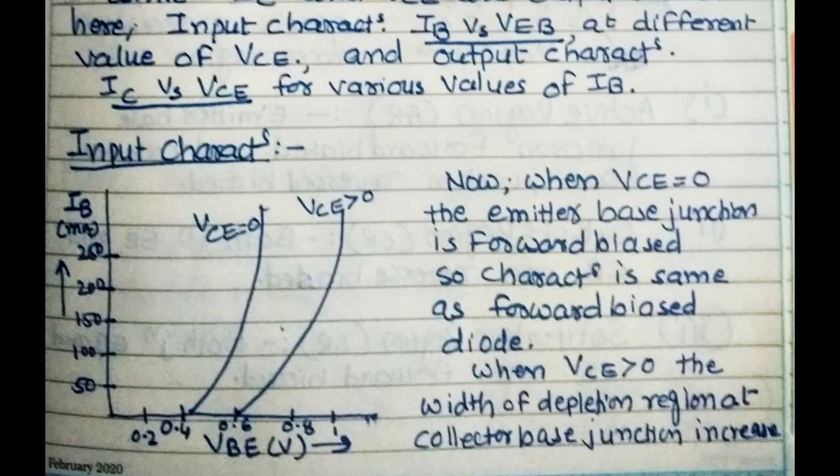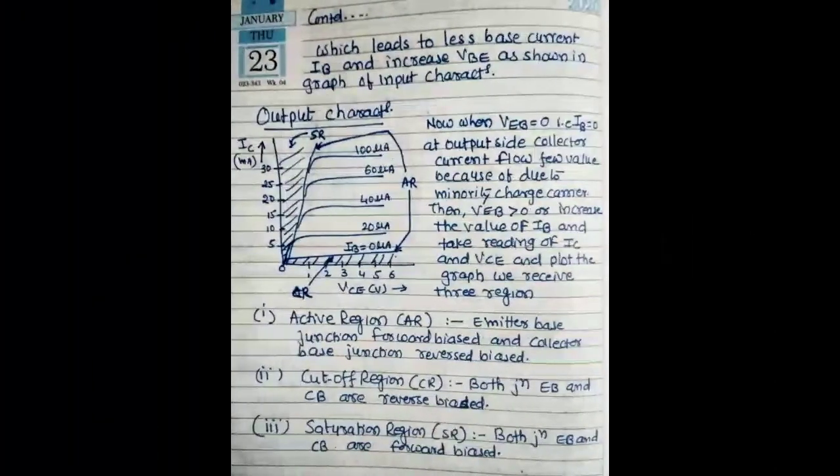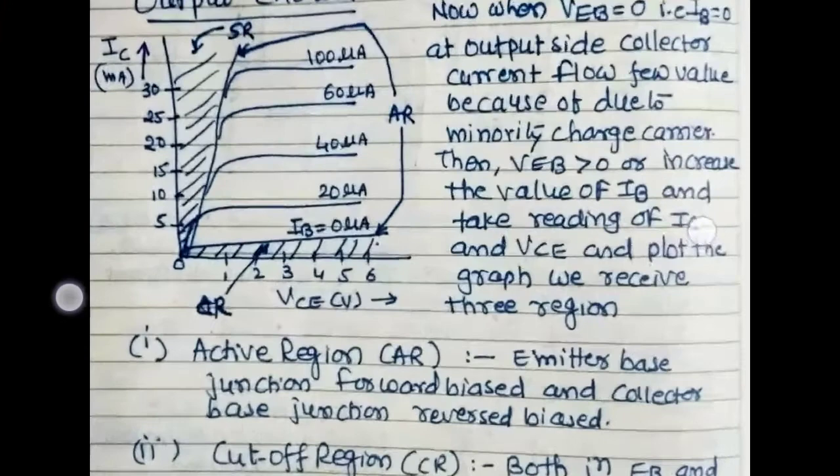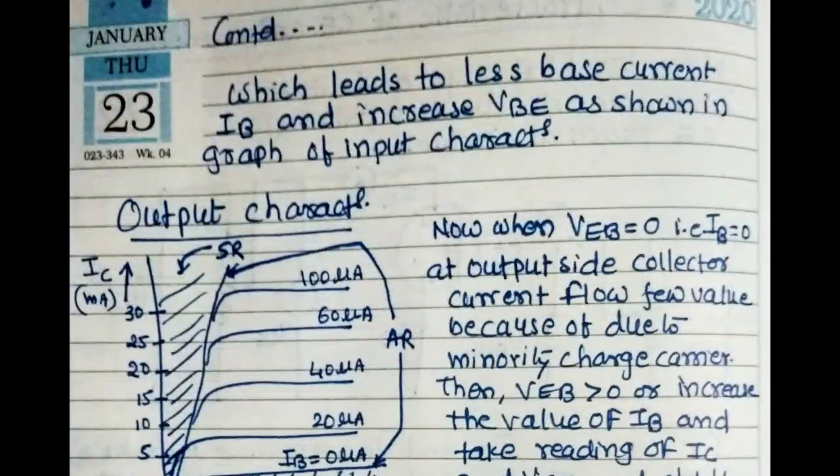Now VCE is increased from 0, it means greater than 0. The width of the depletion region at the collector-base junction, which is reverse biased, increases. So the base current decreases compared to VCE equal to 0. These are the input characteristics of the common emitter transistor, which leads to less base current IB, as shown in the graph.